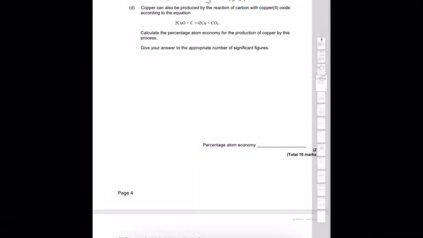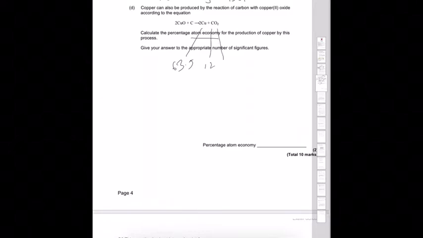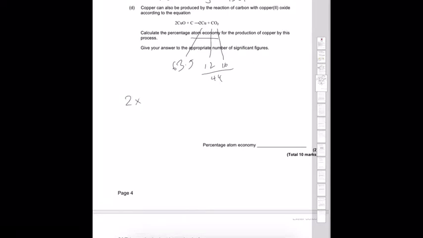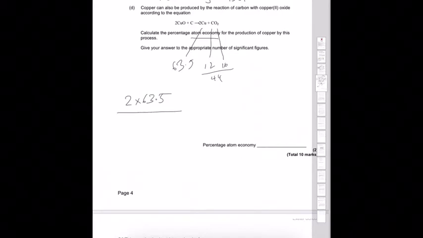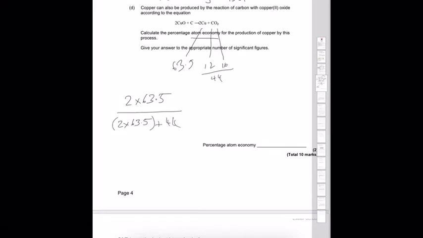Okay, next one. Copper can be produced by the reaction of carbon with copper 2 oxide. Here's the equation. Calculate the percentage atom economy. So we need to work out that copper is 63.5 and carbon dioxide is 12 plus 16 plus 16, which is 44. There's 2 lots of copper, that's the desired product. All the products together are the copper and the carbon dioxide. And we need to times it by 100.